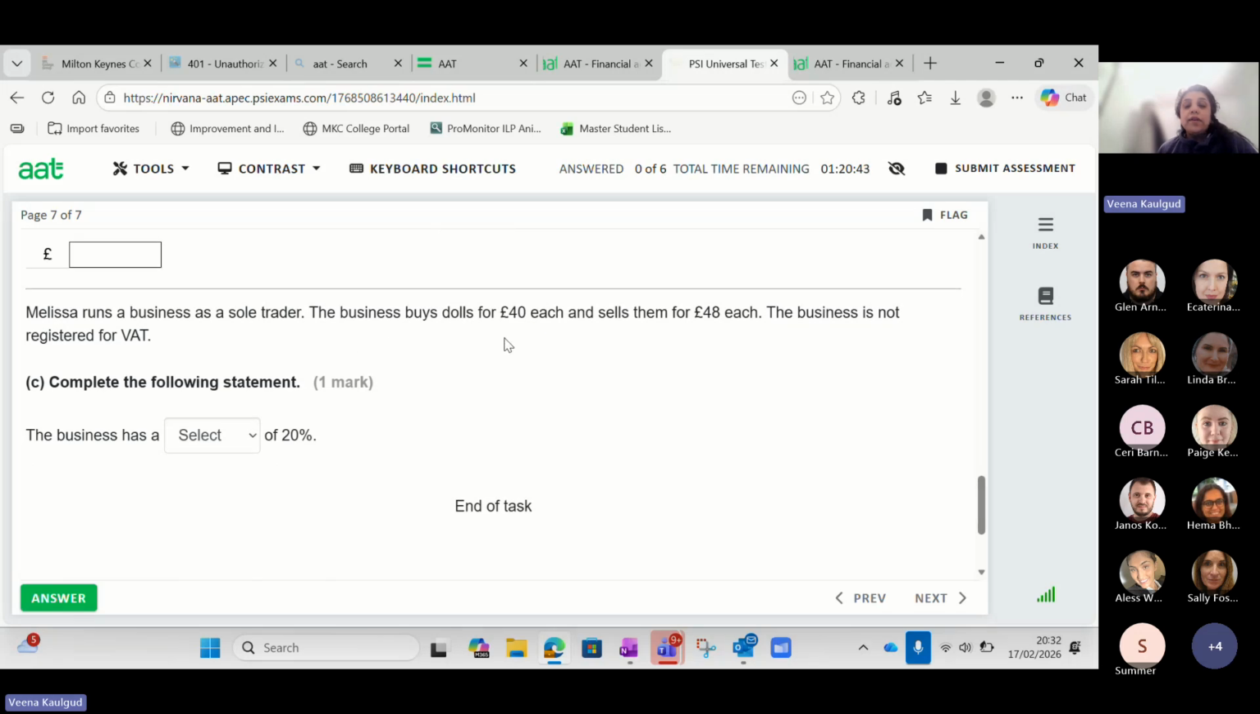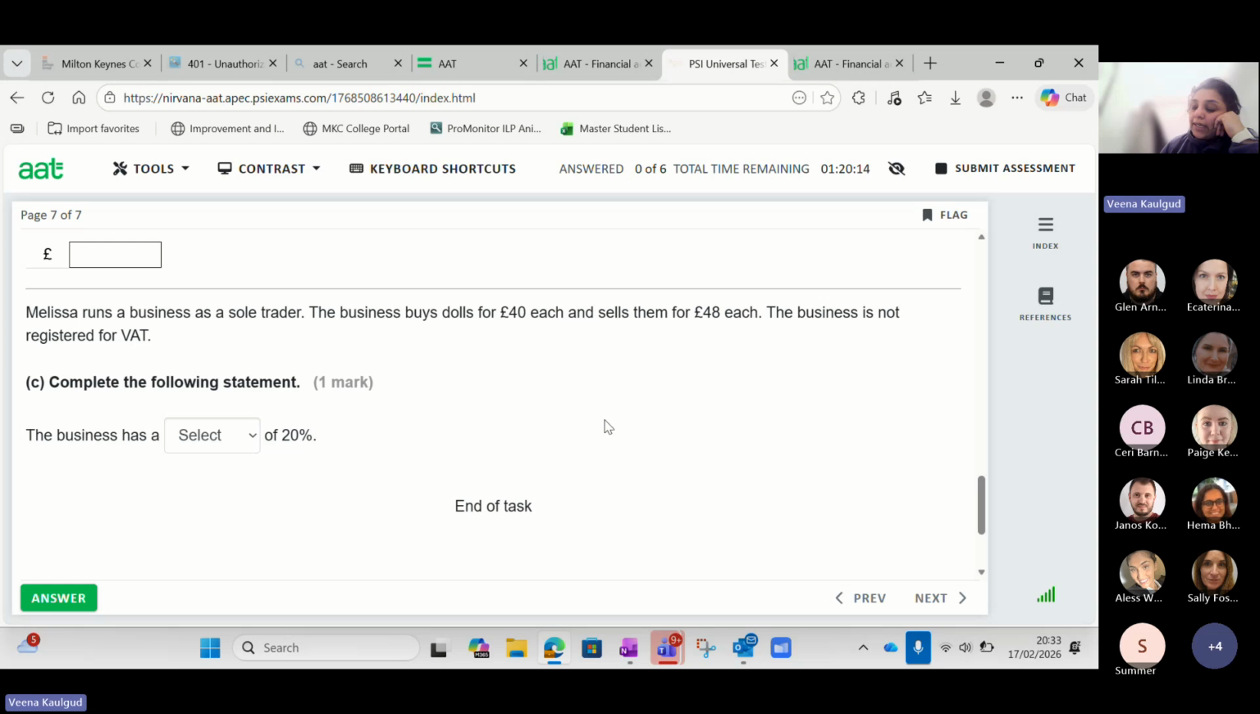The business buys dolls for 40 and sells them for 48. The business is not registered. They are asking whether the business has a markup or a margin. So again, you can do the same thing. If they buy the doll for 40 and sell them for 48, surely the difference is 8. If it is 20%, what I did, guys, was find the difference. The profit is 8 pounds.